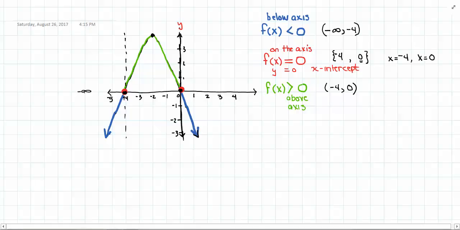So starting at 0 and going out to positive infinity, that's where the blue line will always be down below the x-axis. So below, we're going to use our union symbol again, that means or, from 0 out to infinity. And that's just telling you where the graph is below the x-axis, on the x-axis, or above the x-axis. And we're just using inequality symbols to indicate that, and the equal sign.